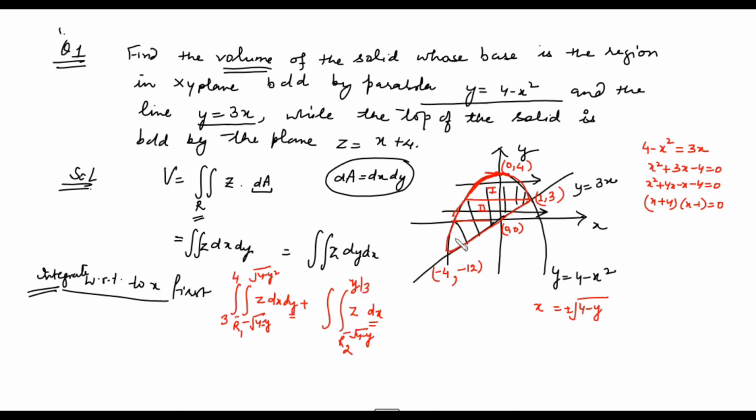Now in region 2, what is the minimum value of y? It's minus 12 and max value is 3. So these are the limits for y.